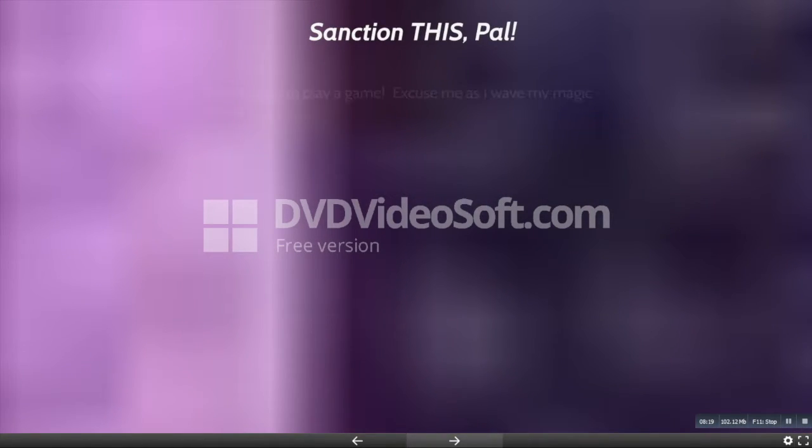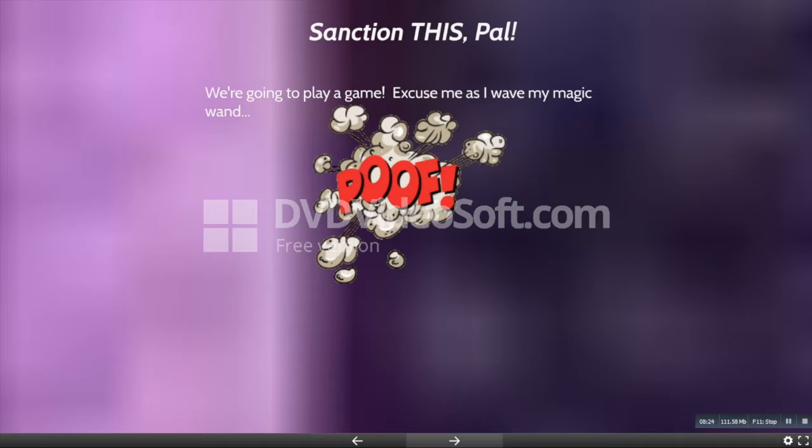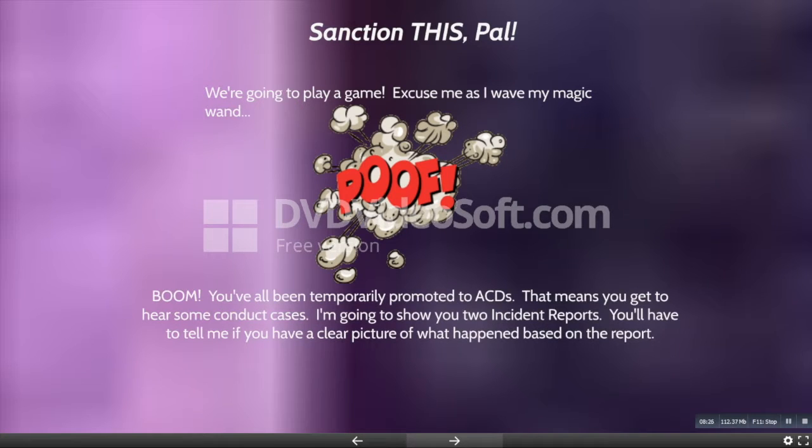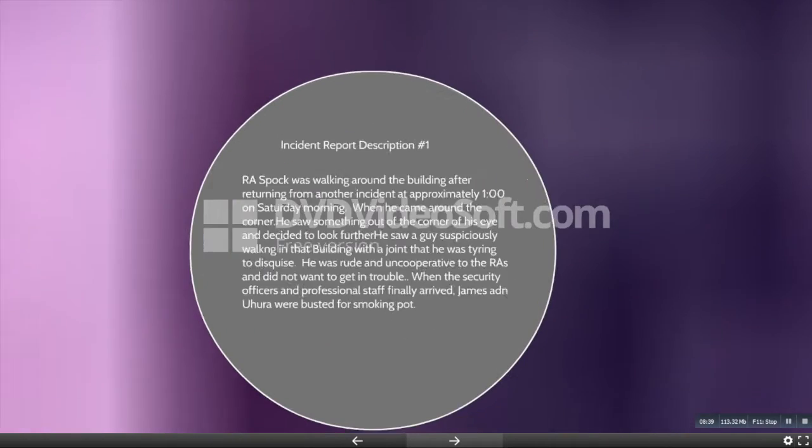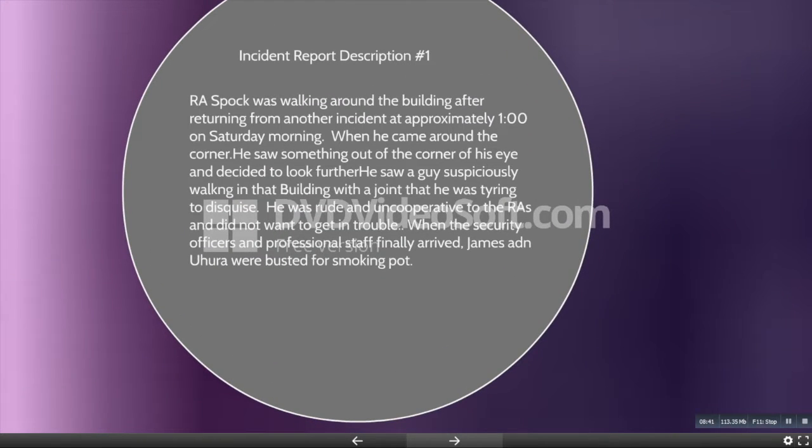So now we're going to talk about sanctions. So we're going to play a game. Excuse me as I wave my magic wand and poof, you're all temporarily promoted to ACDs. This means you get to hear some conduct cases. We're going to look at 2 incident reports, and you have to tell me if you have a clear picture of what happened based on the reports. So we'll give you a few moments to look at each report, and you'll answer some questions after.